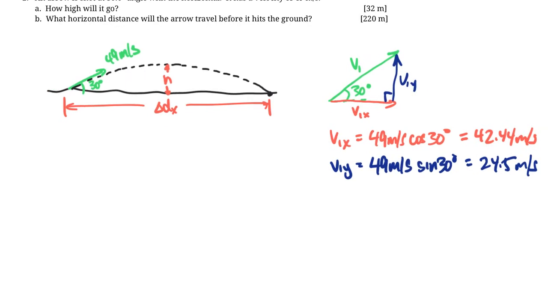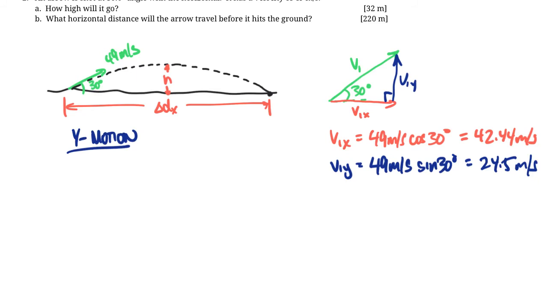So we can think about this as one of our old problems. We've done a million problems like this. A ball is launched straight up with an initial velocity. How high does it go? And that's basically the same thing we're doing here. We're looking at a ball or an arrow that's launched upwards with an initial velocity of 24.5 meters per second. How high would it go? So let's start with the Y motion.